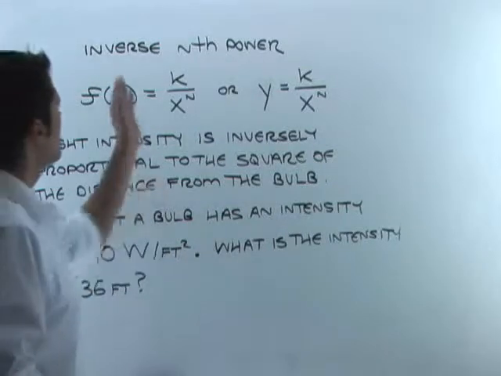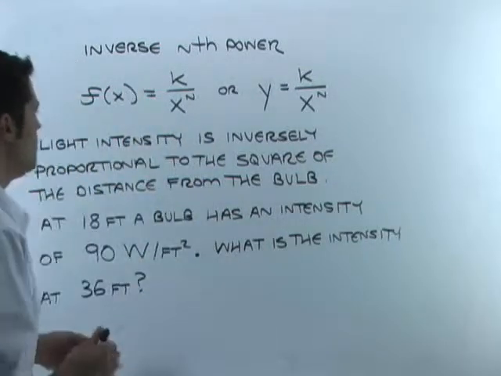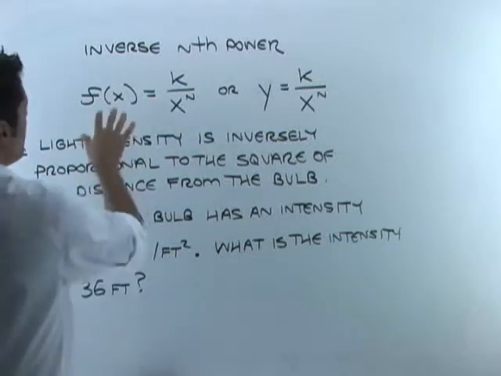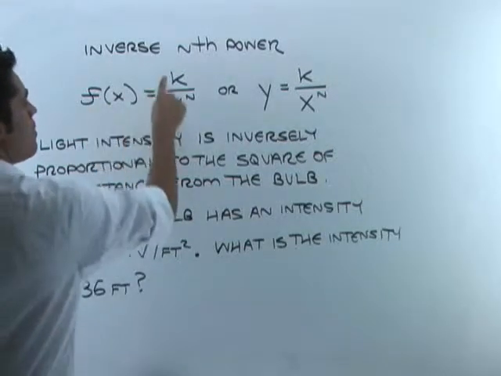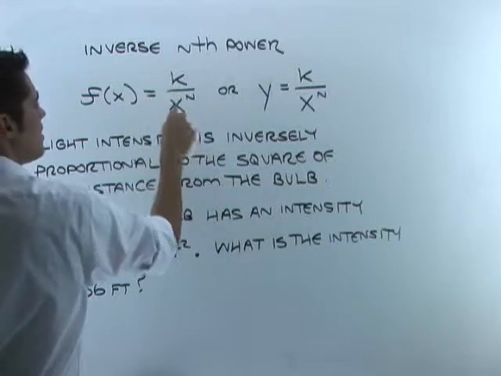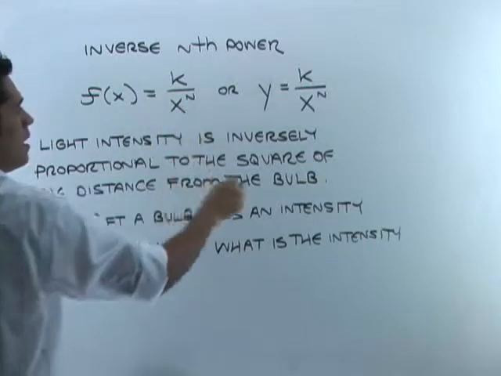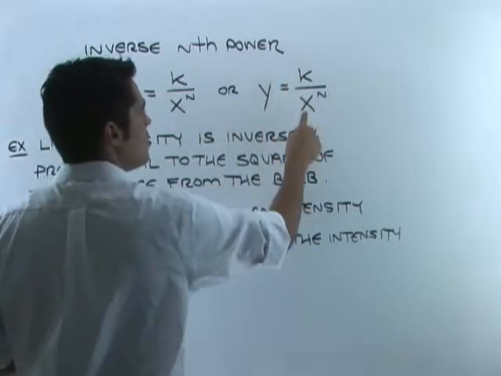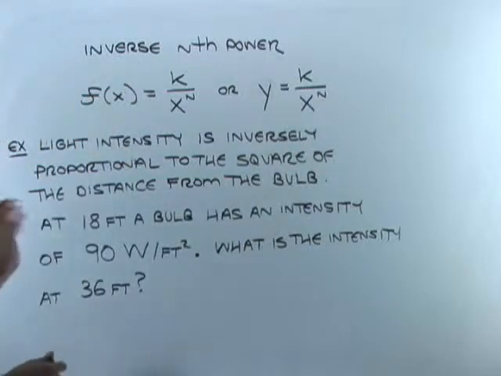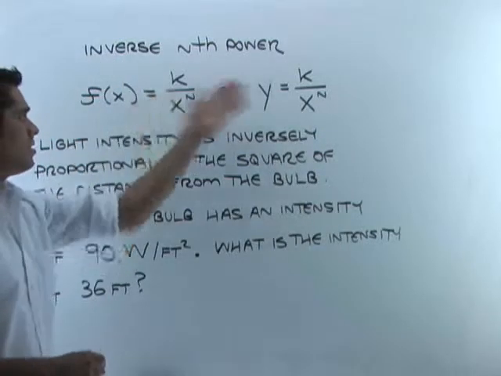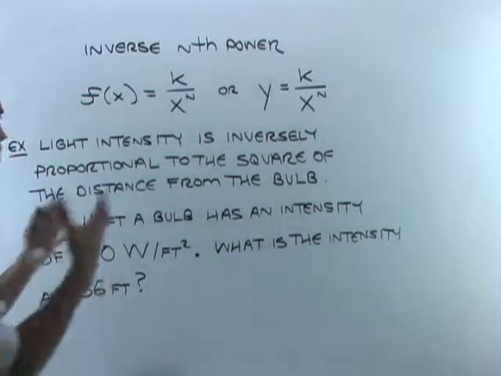Okay, let's take a look at inverse nth power variation. So here we have a function and it's inversely proportional. That's k over x, but this time x has a power on it. Or we could say y is equal to our constant over x to a power. So again, we're going to know to set this up or use these equations in the problem. It's going to somehow tell us that.